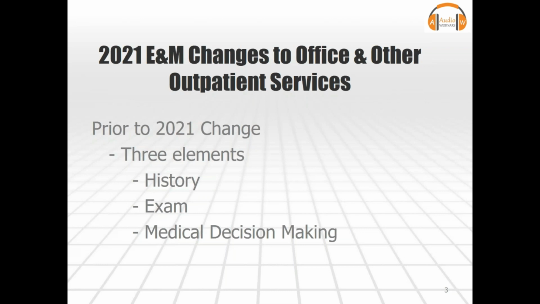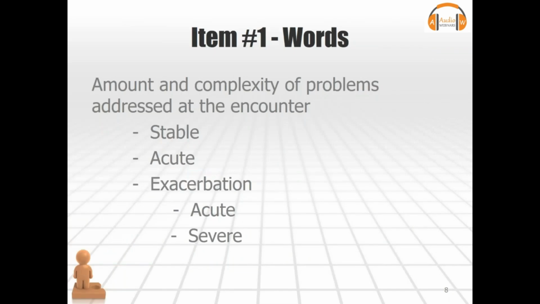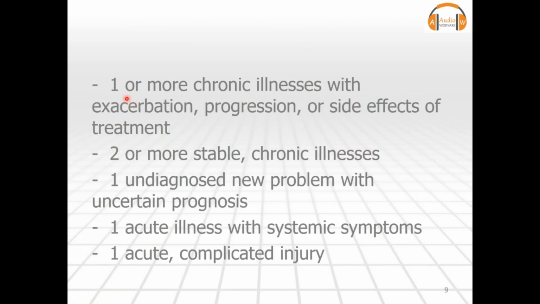We're going to talk about things that really need to be in a note, and in doing so, hopefully we'll save providers time, because that's a lot of what I teach now: the changes that we've seen in our documentation requirements for evaluation and management services. So as we look at that first column, one or more chronic illnesses, two or more stable chronics, one undiagnosed.